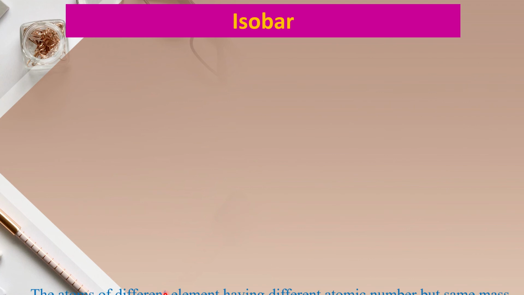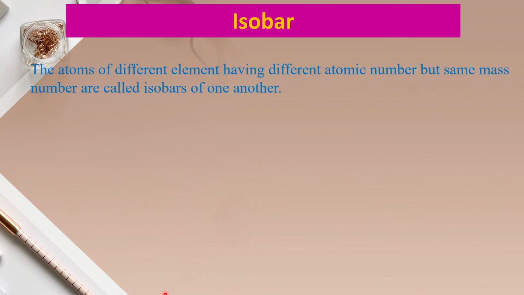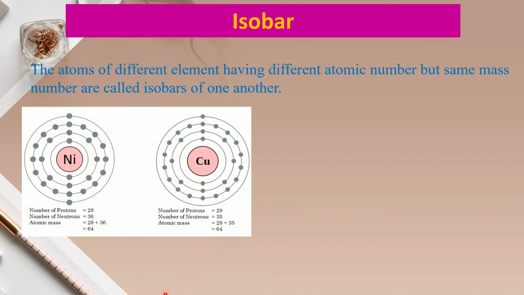What is an isobar? The atoms of different elements having different atomic numbers but the same mass number are called isobars of one another. Atoms of different elements, so obviously their atomic numbers are different, but their mass numbers can be the same, and these atoms are called isobars. For example, nickel and copper.